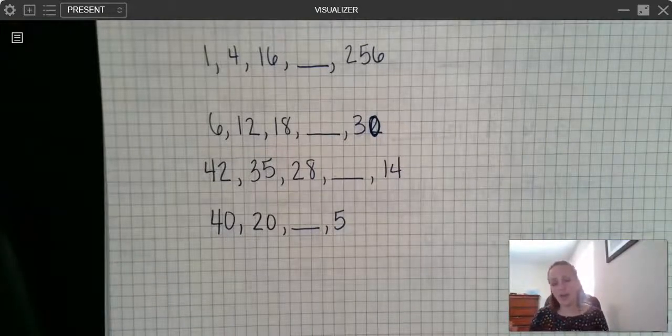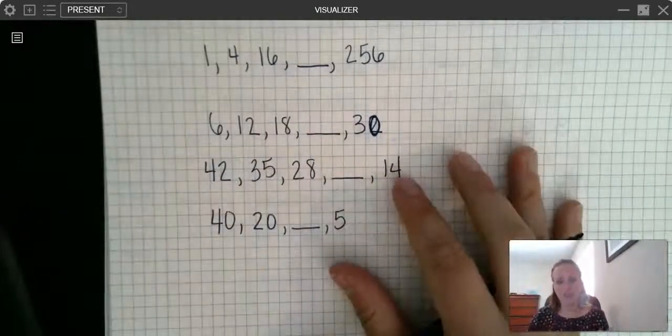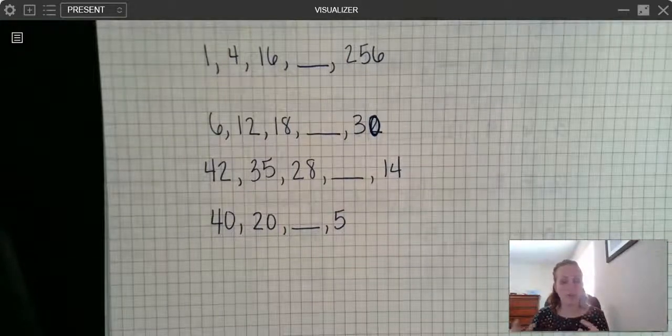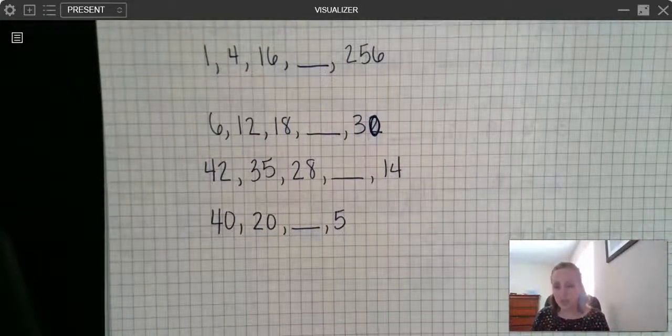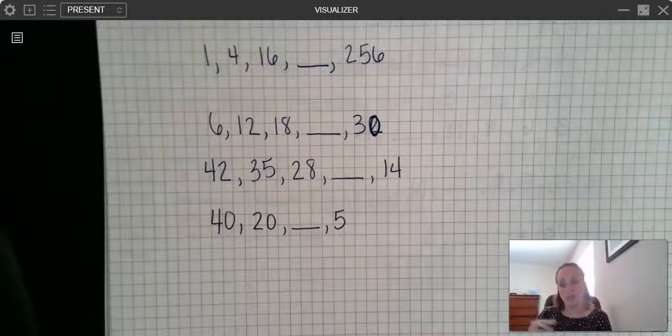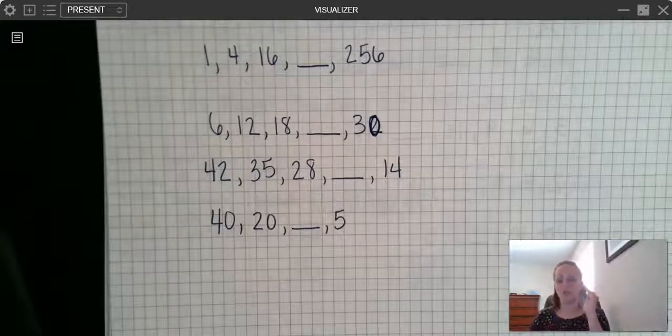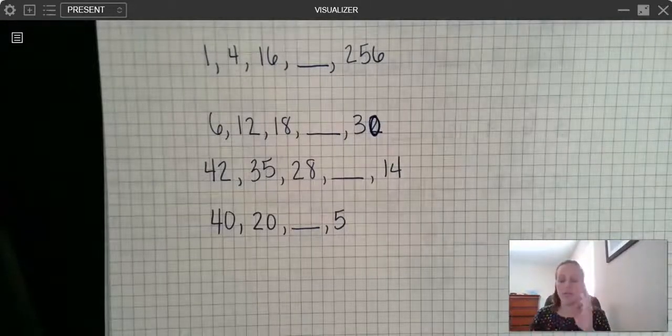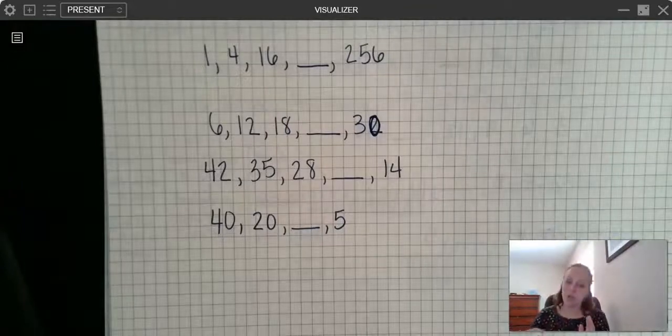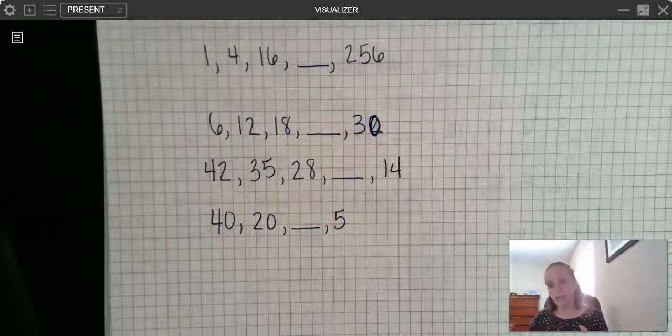When we have a pattern with numbers, the numbers all relate to one another in a certain way. Generally, it is through addition, subtraction, multiplication, or division, where you're either adding a consistent number, subtracting a consistent number, multiplying a consistent number, or dividing a consistent number.